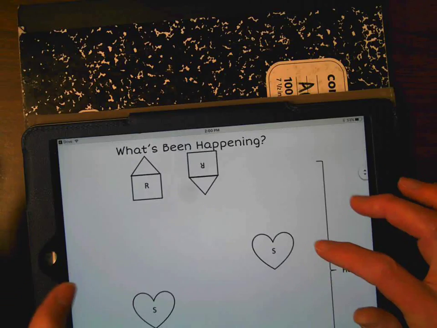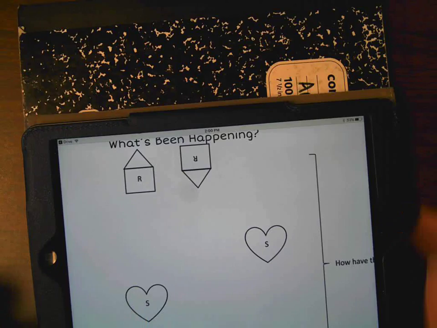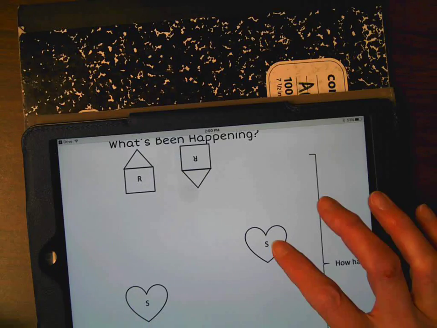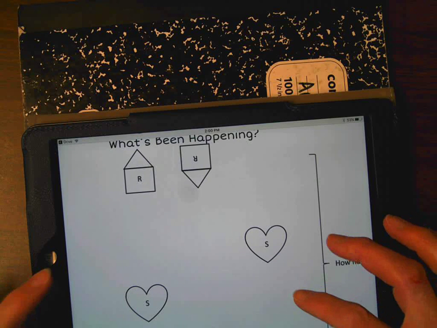Okay, in the second one, here's the second picture that I have for you. So I have a new figure, a heart with an S in the middle. And then that same heart now is over here. Still looks pretty similar. Has the S going the same direction, but it's in a different location. So what do you think happened there?